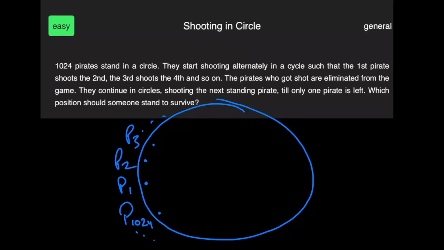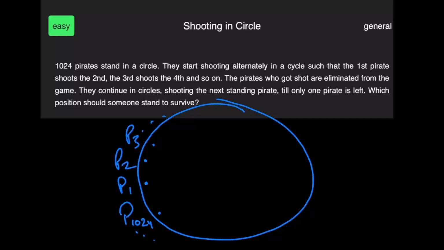Today we're doing another Brainstellar Quant puzzle. This one is called shooting in circle. It's an easy problem. So basically what the problem states is that we have been given a circle where there's 124 pirates standing around the circle. And the situation is where we start with pirate number one.